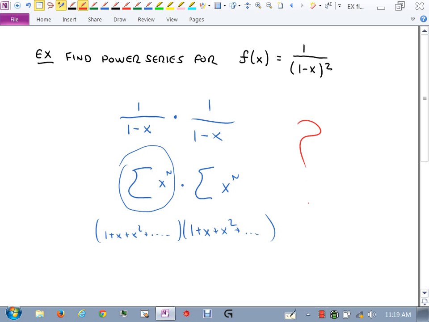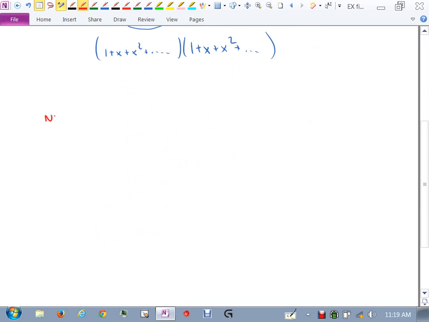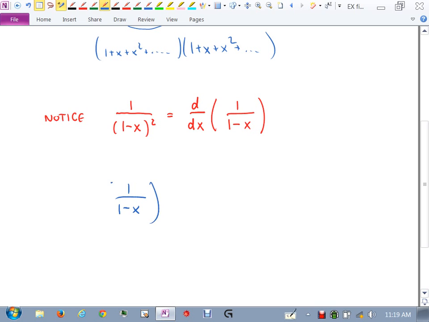So somehow this is connected to derivatives and antiderivatives of power series, right? Or else I wouldn't have brought it up. So what I want you to realize is this. Notice that 1 over (1 minus x) squared is equal to the derivative with respect to x of 1 over 1 minus x. Do you agree with that? So what I'm saying is, look, take 1 over 1 minus x. Take its derivative from Cal 1. What is the derivative of 1 over 1 minus x?